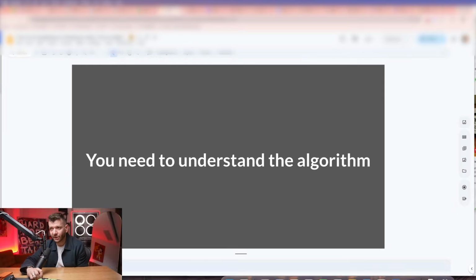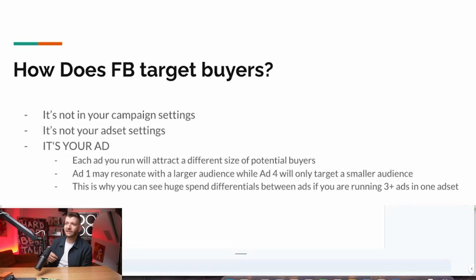So why does this strategy work? In order to understand it, we have to understand the algorithm. So how does Facebook target buyers? It's not in your campaign settings. It's not in your ad set settings. It's your ad. Your ad targets buyers. And each ad that you run will attract a different size of potential buyers. For example, ad 1 may resonate with a larger audience, while ad 4 will only target a smaller audience. And that's why you might see a big difference in spend between ads if you're running more than 3 ads in one ad set. Some ads just go ballistic and they can spend thousands of dollars per day, and other ads simply won't even spend.